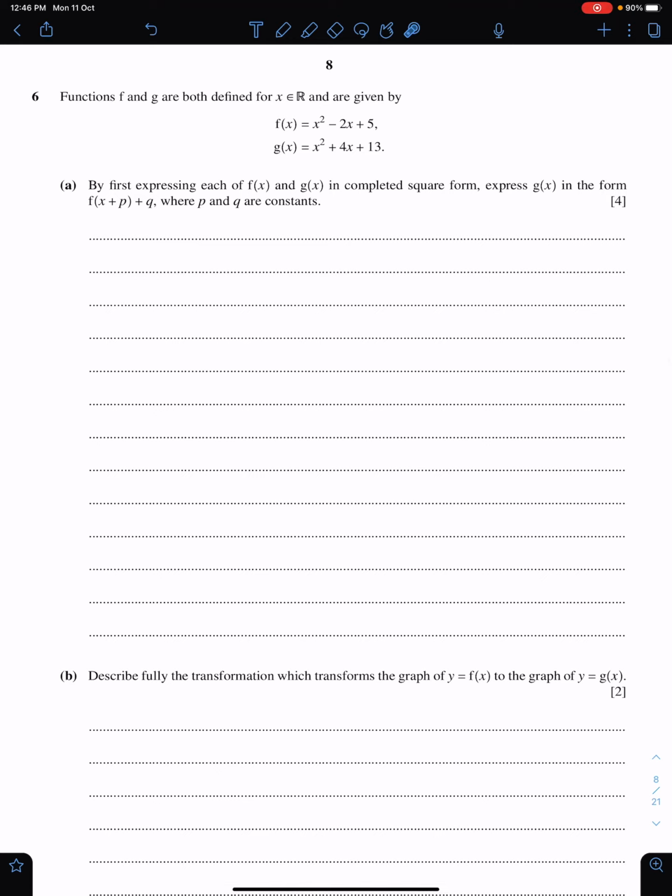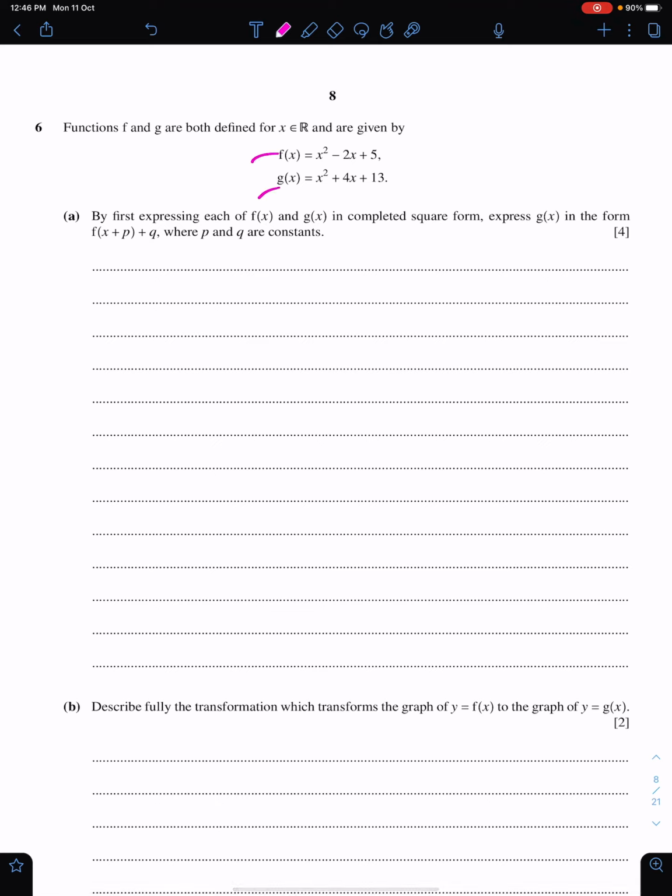In this lecture, I will discuss question number 6 of June 21, paper 1-3. The first part of this question is: by first expressing f of x and g of x in completed the square form, express g of x in this form. So first we have to express f of x and g of x in the completed the square form. There are two methods to express these two in completed the square form. This is the first method, f of x.